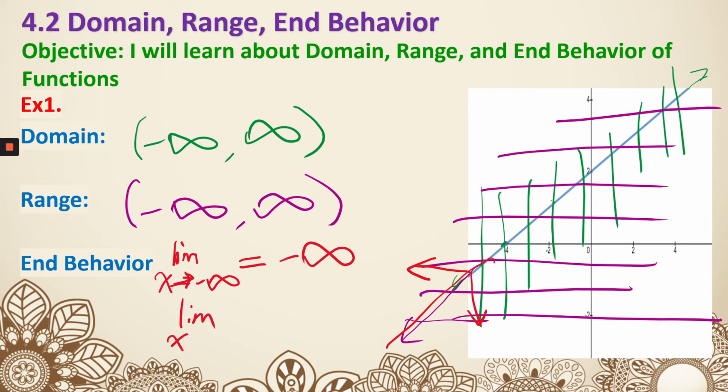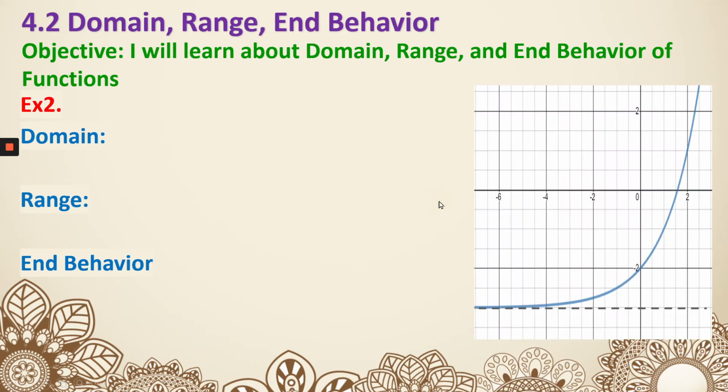Then we also have the other end, when x keeps moving to the right, goes to positive infinity. I can see my y is going up since my graph keeps on going up. So my y, the whole thing, is going to positive infinity. That is end behavior. Now let's look at a few more examples. Example 2.